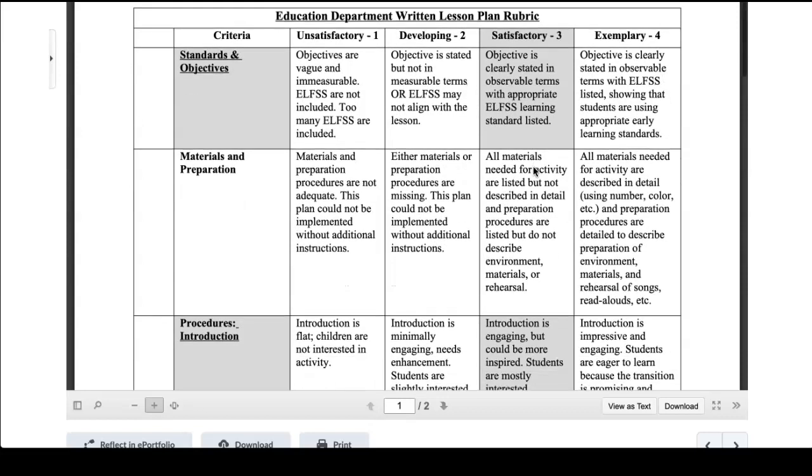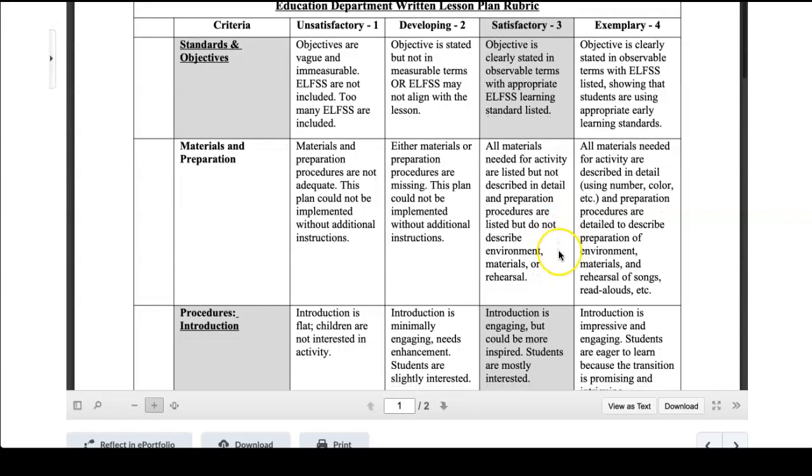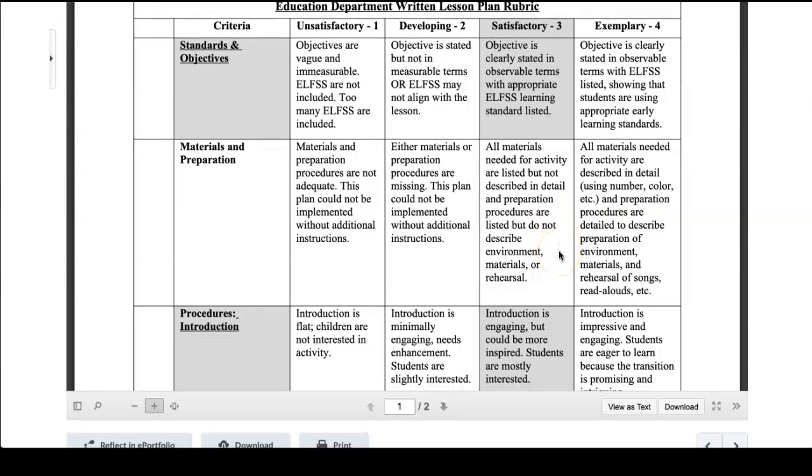Materials and preparation. Again, staying in satisfactory 3. All materials needed for the activity are listed, but not described in detail, and preparation procedures are listed, but do not describe the environment, materials, or rehearsal. So let's see what the exemplary expectation is.